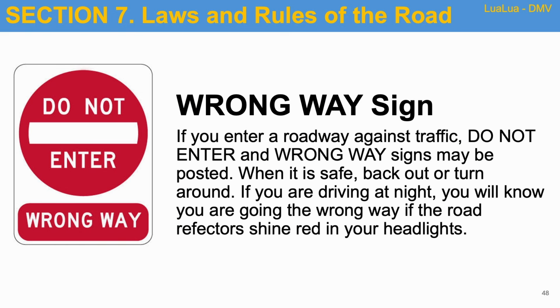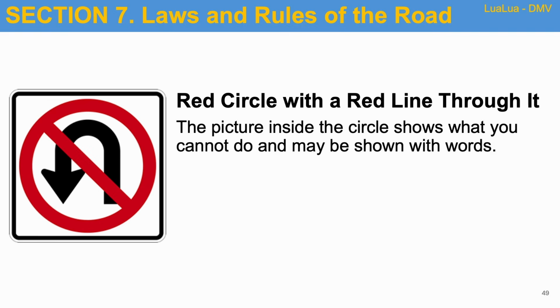Follow the sign's instructions. For example, do not enter means do not enter the road or ramp where the sign is posted. Wrong way sign. If you enter a roadway against traffic, do not enter and wrong way signs may be posted. When it is safe, back out or turn around. If you are driving at night, you will know you are going the wrong way if the road reflectors shine red in your headlights. Red circle with a red line through it. The picture inside the circle shows what you cannot do, and may be shown with words.